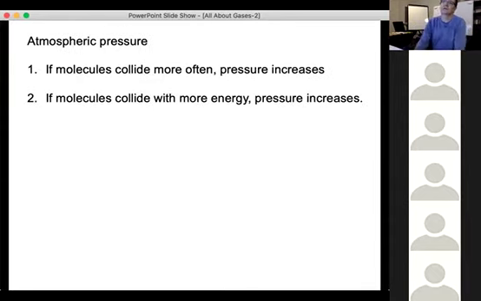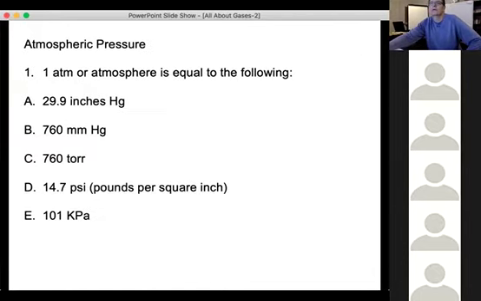Atmospheric pressure: there's pressure acting on you at all times from gases. Again, if molecules collide more often, pressure increases. If molecules collide with more energy, pressure increases. Some units of pressure. The most common one is what's called an atmosphere, or ATM. There's also inches of mercury, millimeters of mercury, torr, and PSI, pounds per square inch, which is a very common one.